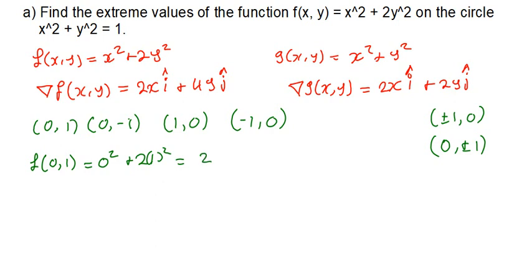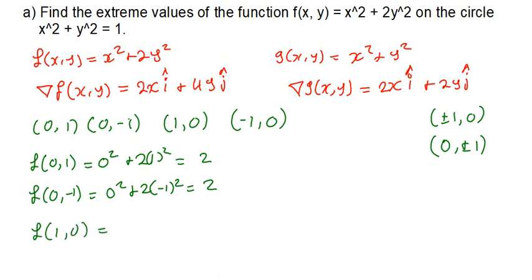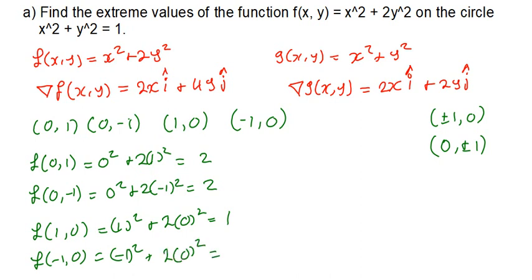Now let's try to use the other one. If we say f of 0 comma negative 1, it is 0 squared plus 2 times negative 1 squared. You're still going to get a 2. Now if we say f of 1 comma 0, that would be 1 squared plus 2 times 0 squared, giving us a 1. If we say f of negative 1 comma 0, you're going to get negative 1 squared plus 2 times 0 squared, which gives you a 1.